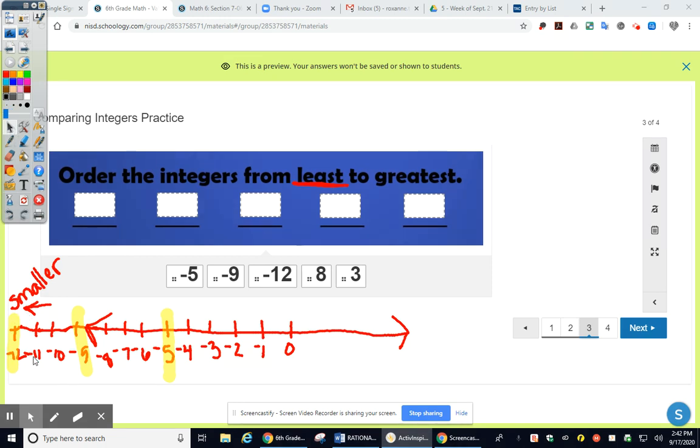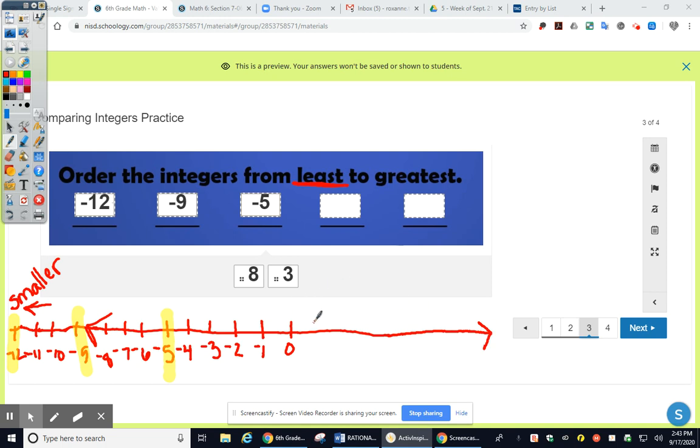I can clearly see negative 12 has the smallest value because it is furthest left on that number line, and it means I owe the most. Then next comes negative 9. So negative 9 would go next. Then negative 5 is the greatest out of my negatives. Again, if we're asking for least, all your negatives are going to go in front because it's basically like copying that number line.